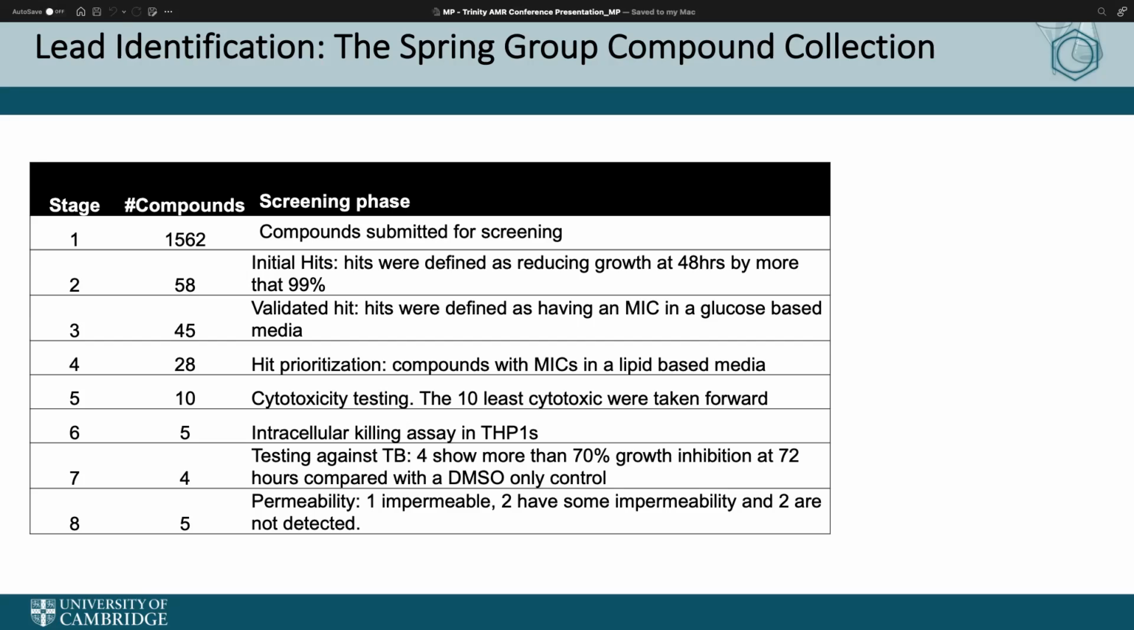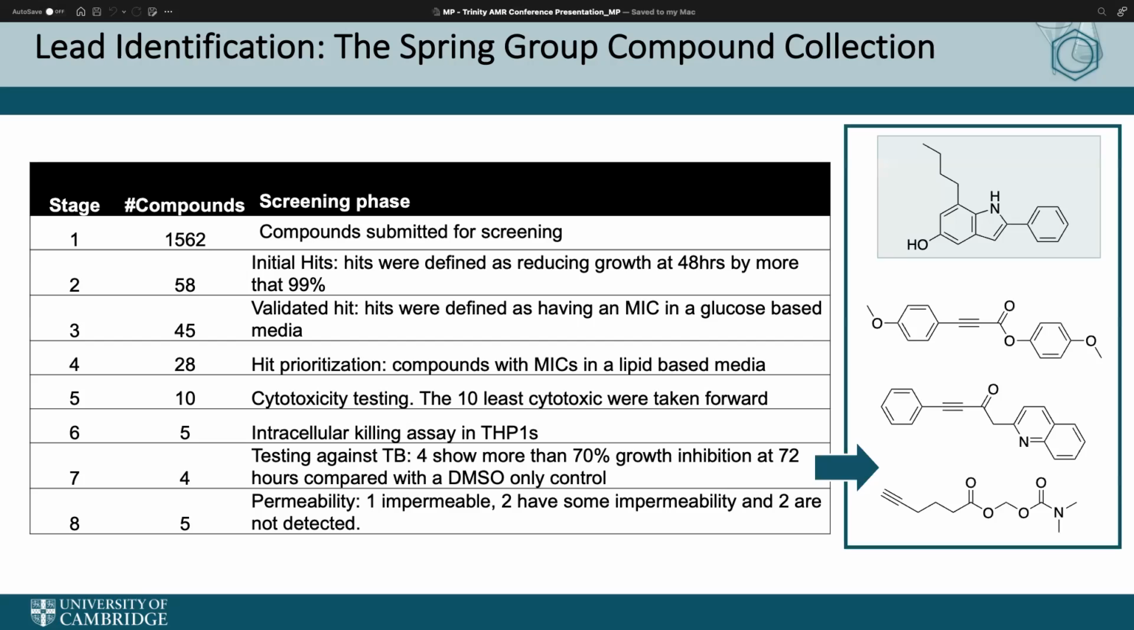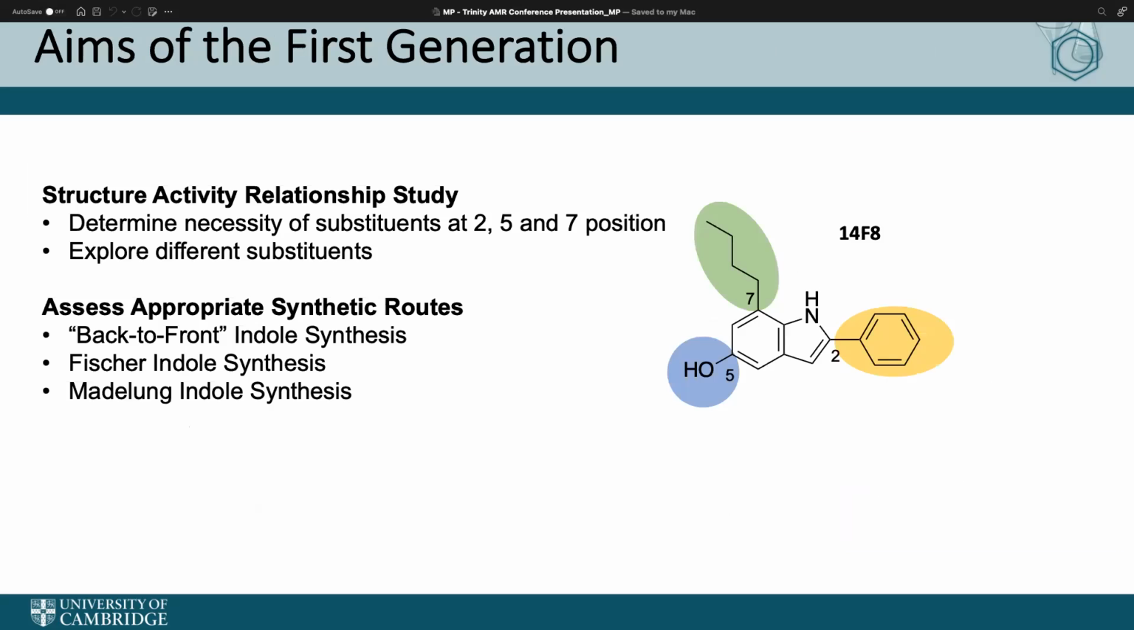So essentially, after going through a series of different tests, we were able to discover 4 compounds, which we defined as our lead compounds. And the one that I would like to talk to you about today is that top compound, which I've highlighted, which is a polysubstituted indole, which is the main focus of my current project. So this is the lead structure. That core scaffold you can see in the center is called an indole. And there are 3 substituents coming off that structure at the 2, 5, and 7 position.